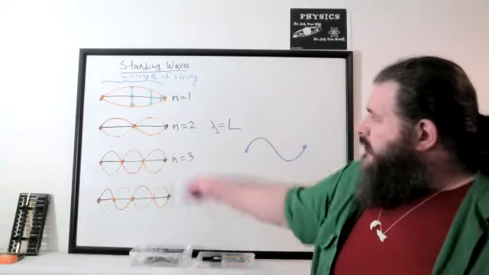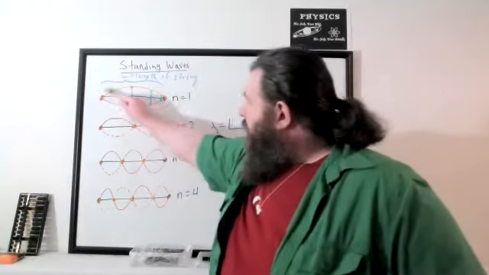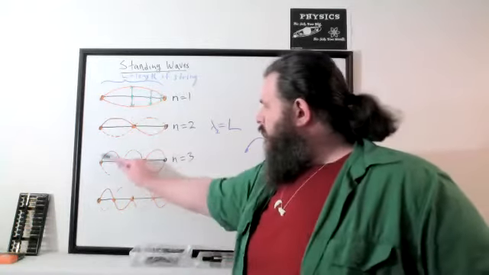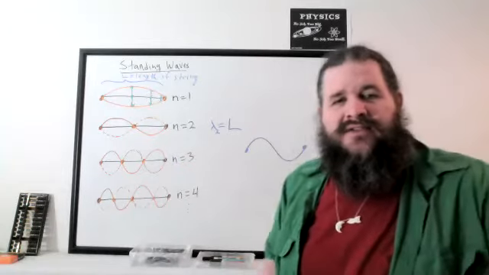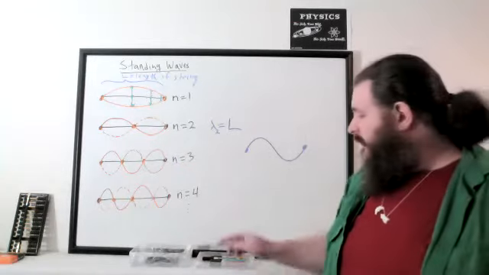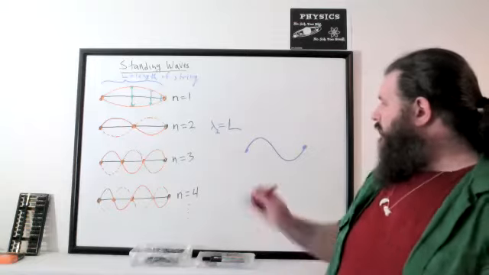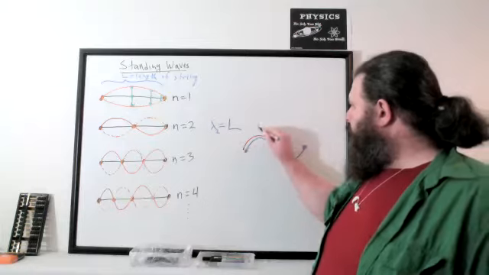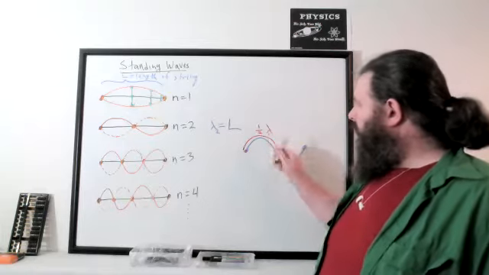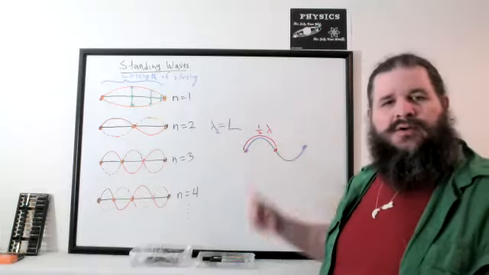But note that these are not all whole numbers of waves. For instance, this is half of a wavelength. This looks like 1.5 wavelengths. It's much more convenient in these cases, instead of counting wavelengths, to count half wavelengths. Because half a wavelength will take you from node to node.